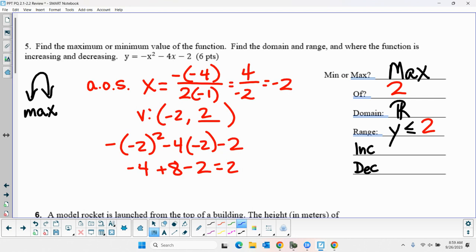Remember, since it's a max, your axis of symmetry cuts it in half. The left side is increasing and the right side is decreasing. So left of negative 2 is increasing, which is x less than negative 2, and right of negative 2 is decreasing, so x is greater than negative 2.